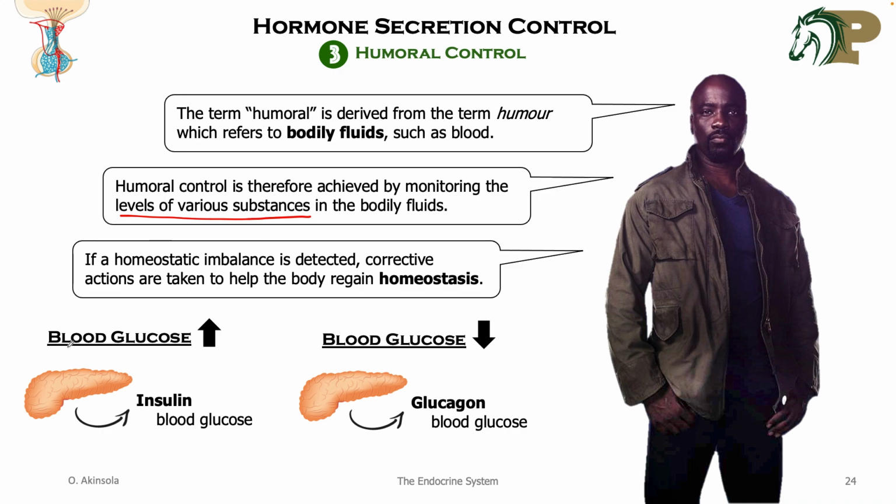So for example, if blood glucose rises, insulin will be released from the pancreas, and that will cause blood glucose levels to go down. If blood glucose levels go down, then glucagon is released from the pancreas, which will cause blood glucose levels to go up. Okay?